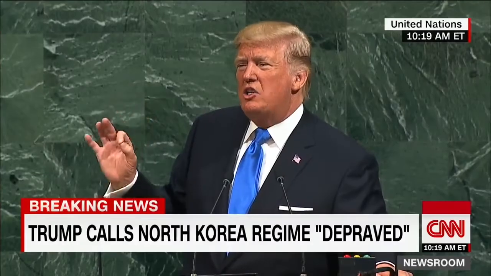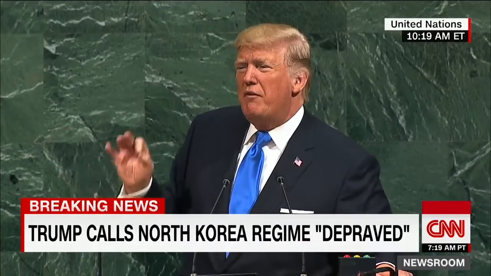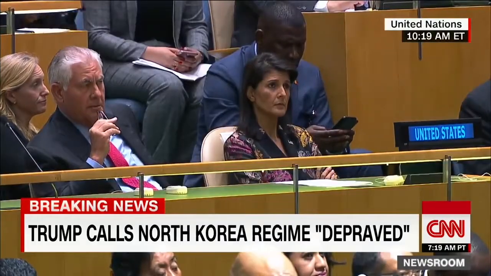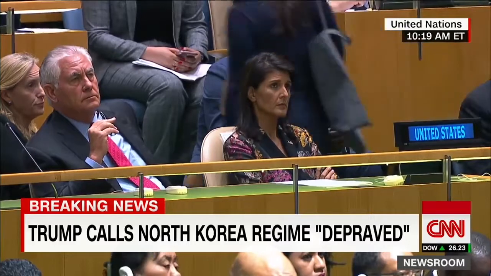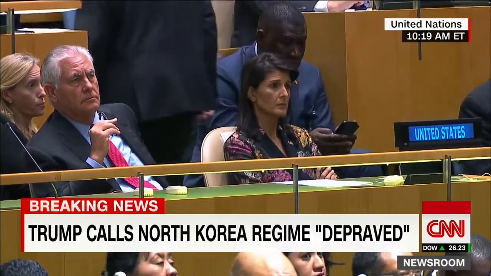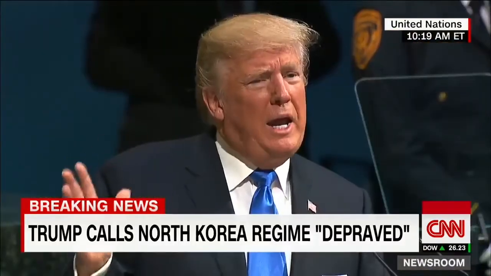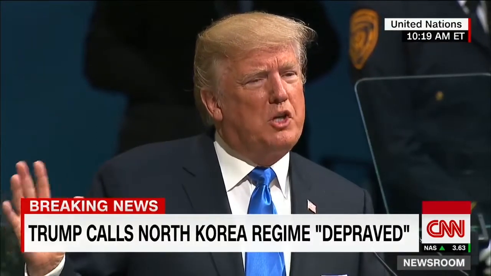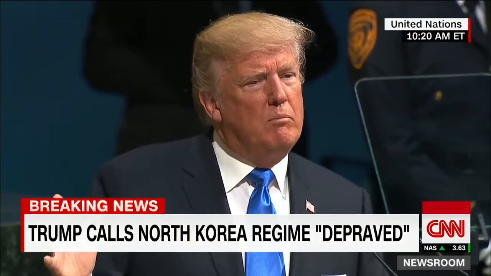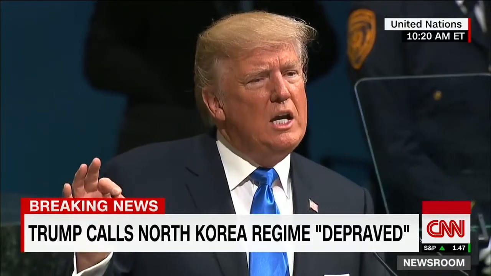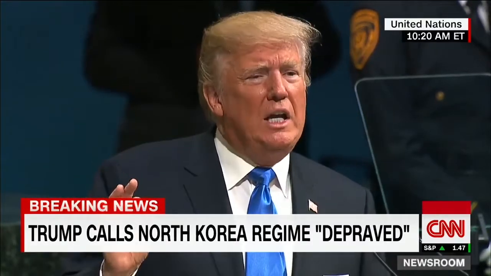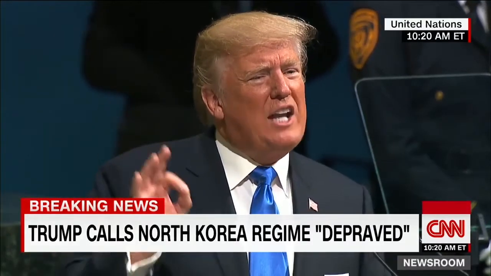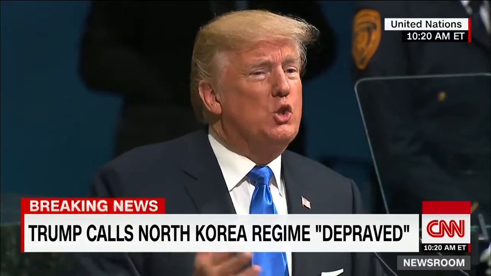The United States has great strength and patience, but if it is forced to defend itself or its allies, we will have no choice but to totally destroy North Korea. Rocket Man is on a suicide mission for himself and for his regime. The United States is ready, willing, and able, but hopefully this will not be necessary. That's what the United Nations is all about.